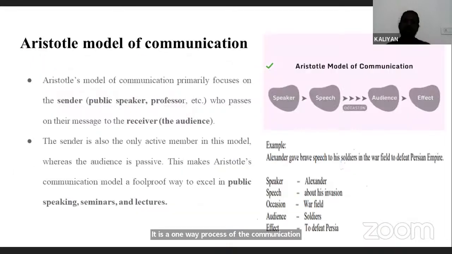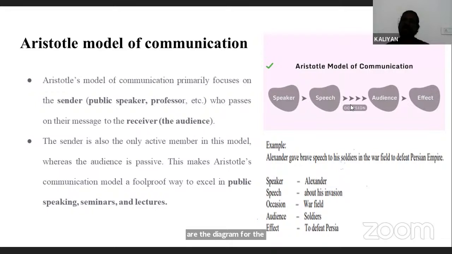And the types of linear model: the first one is the Aristotle model of communication. The Aristotle model primarily focuses on the sender, like a public speaker or professor, who passes their message to the receiver. Examples are public speaking, a seminar, or a lecture, where only one-way communication happens. This is the diagram for the Aristotle model.